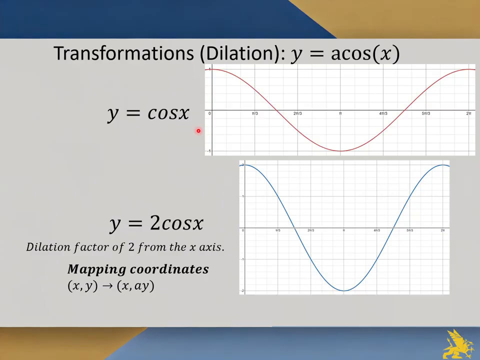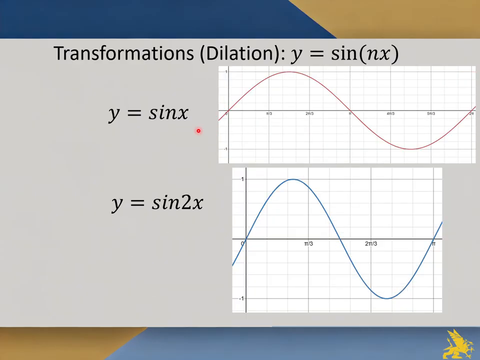Next, we're going to be looking at the transformation dilation again, but this time we're looking at y equals sine nx. When it's affecting the x, all that means is it's going to be pushing away from the y-axis. It's either compressing or pushing away. So at the moment, that n value is a dilation factor of 1 over n from the y-axis. Let's look at this. Our sine x naturally has a period of 2 pi.